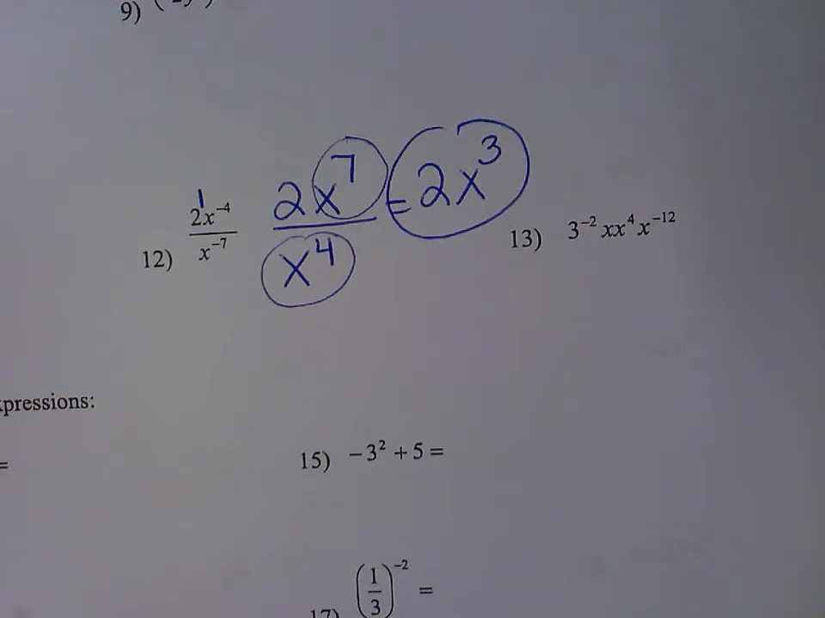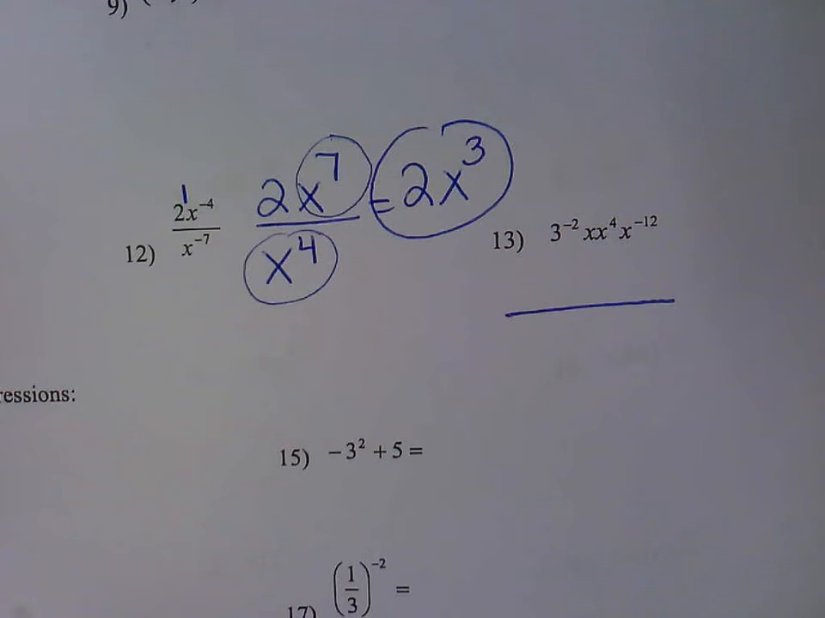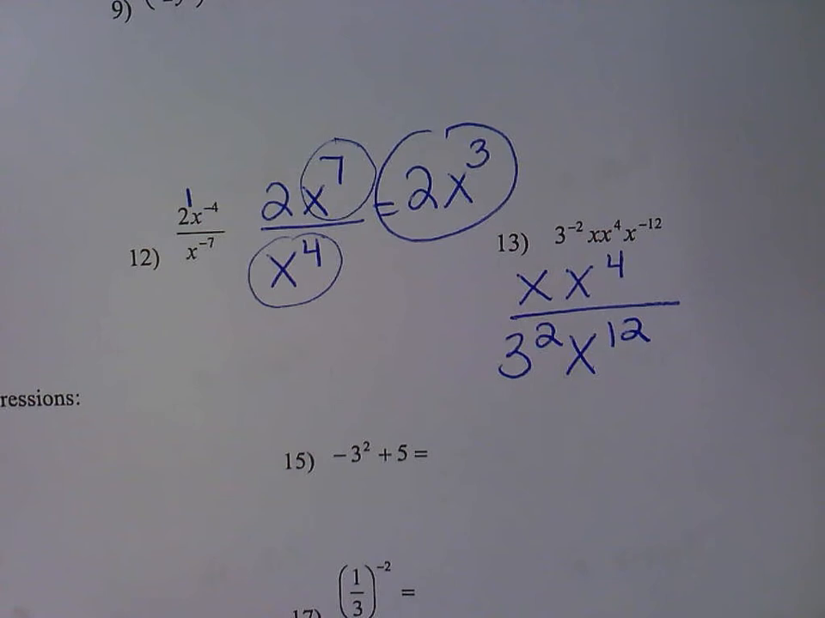So let's try one more together before you go through and see if you can evaluate these. On number 13, before you start the problem, we are going to move anything that's negative down to the denominator and leave anything that's positive in the numerator. See how these two are already positive exponents right here? So we're going to take the 3 squared, take the reciprocal so that it can be in the denominator. X times x to the 4th is going to stay in the numerator. X to the 12th is going to come down to the denominator. So these are all positive exponents now.